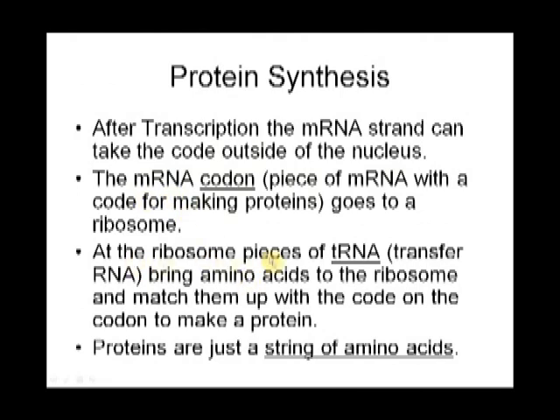At the ribosome, pieces of tRNA, transfer RNA, bring in amino acids to the ribosome, and they match them up. Each transfer RNA matches up to only one amino acid, and it brings it in and matches it up just right on the mRNA. And they assemble them together, one after the other, just like in that video clip you saw. And a string of amino acids makes a protein.